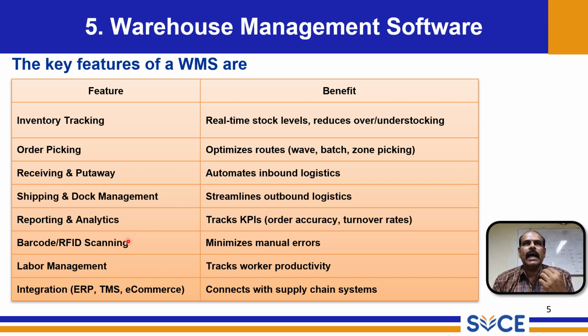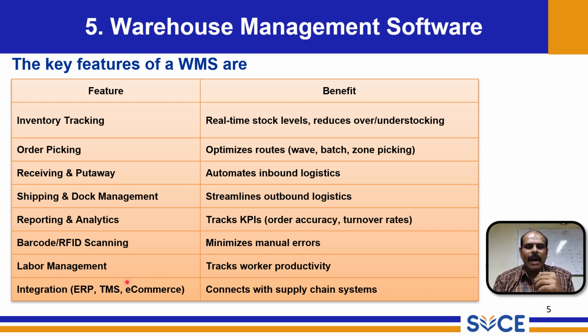Barcode RFID scanning. Barcode RFID scanning minimizes manual errors. So basically, it does two things. The first thing is it is going to help us with quick data capture. Manually, when we do it, it is not so easy. So therefore it is going to help us correlate the system, that is the database, with the data. That is, when one product is coming for packing or an order, immediately the data will be captured and that will be updated in the warehouse.